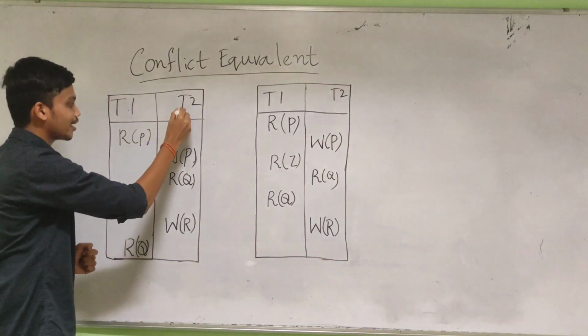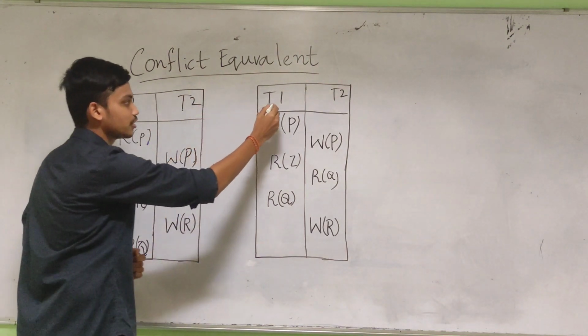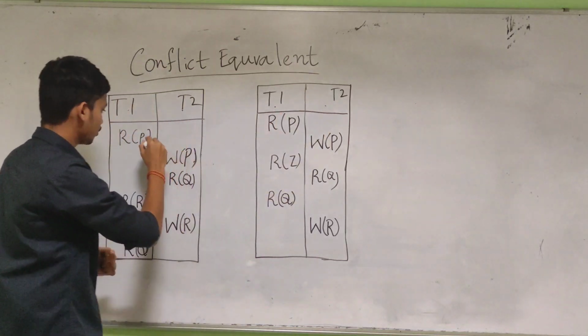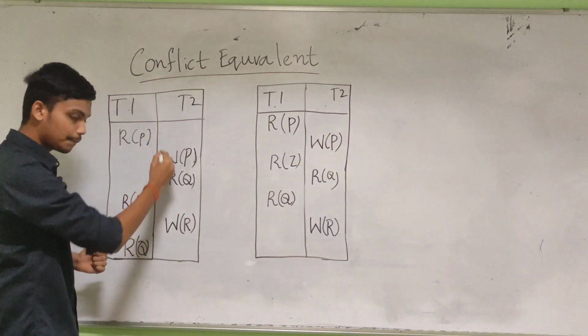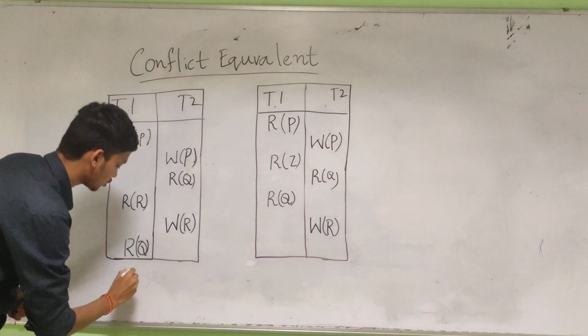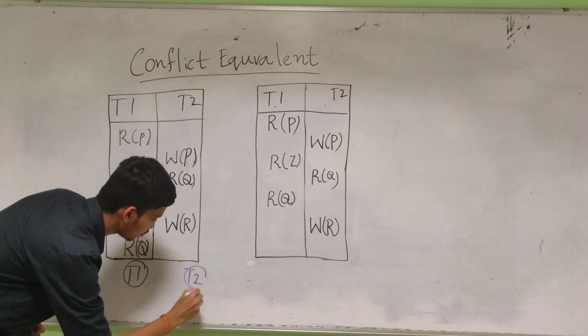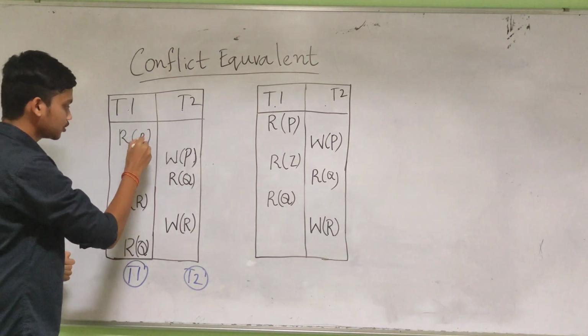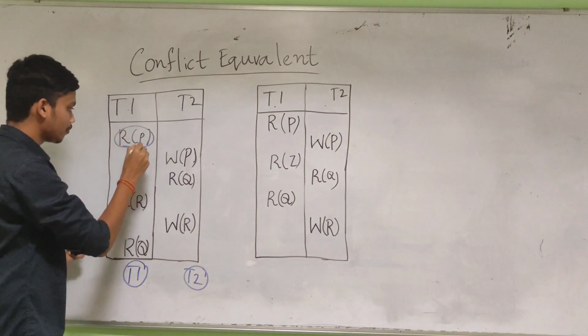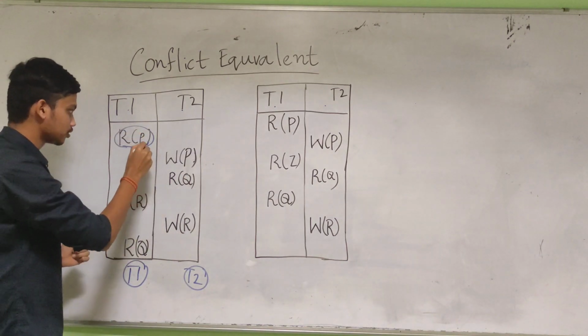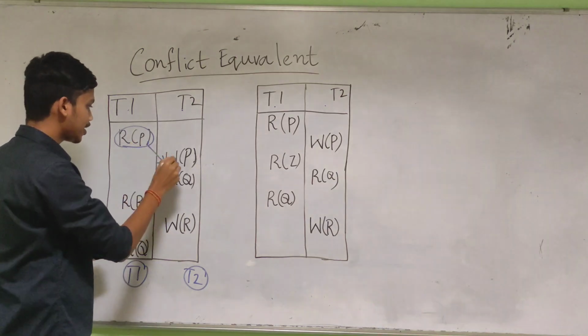Now there are two transactions T1 and T2 here. There is another pair of transactions T1 and T2 here. We need to draw the precedence graph for these transactions. I am taking T1 here, I am taking T2 here. What I told you is to first take this read of P item and go downwards. Read P and write P.